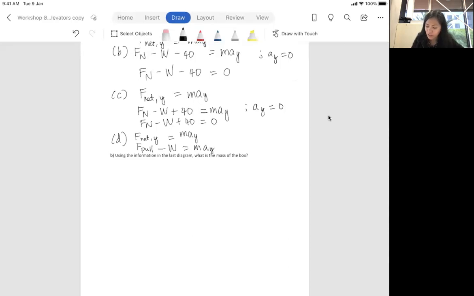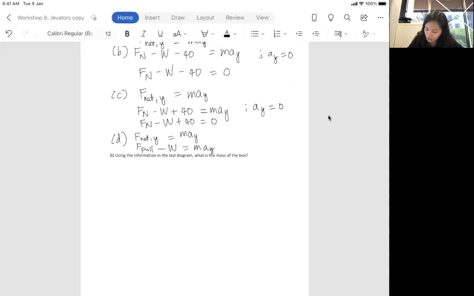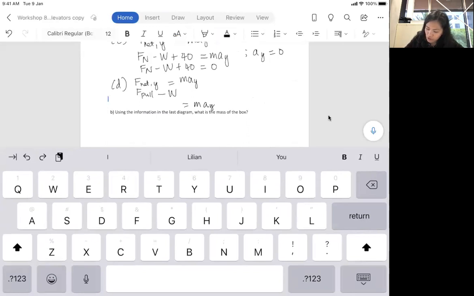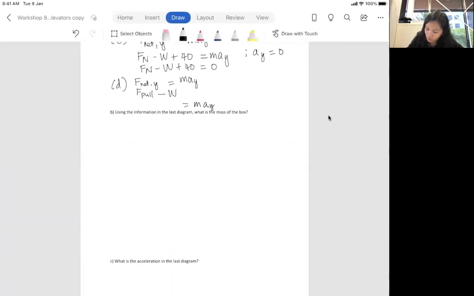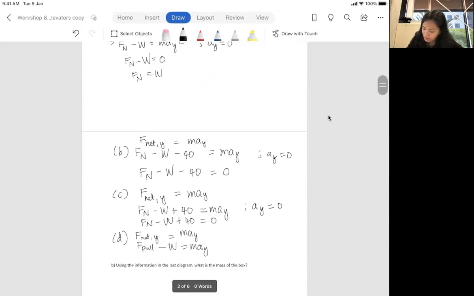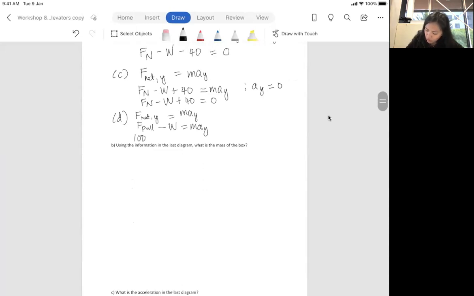So you can leave your equation as this, or you can substitute the numbers and put the values for the pulling force and the weight force because those are given. So the pull force is 100 newtons and 98 newtons downwards. 100 minus 98 for the weight force is mass times acceleration along the y.